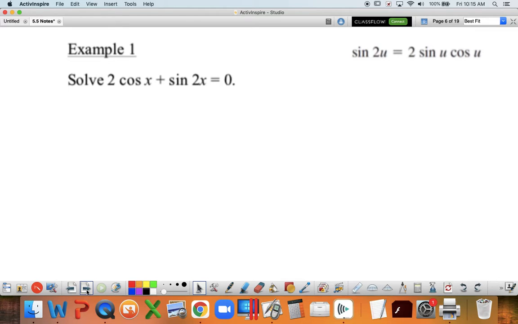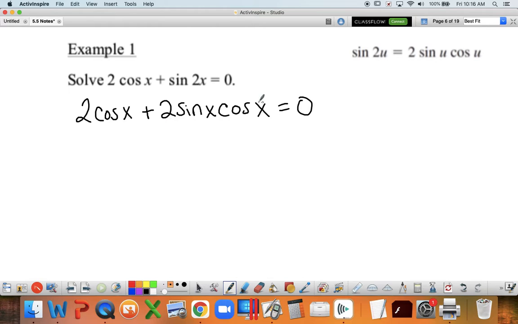We have 2 cosine x plus sine 2x equals 0, and we need to solve for x. We're going to have general solutions, where we have to add that 2 pi n at the end so that we cover all of our bases when it comes to all of the correct solutions. Since I see the sine of 2x in there, I'm going to use my double angle formula that says the sine of 2x is equal to 2 sine x cosine x. So the first thing I'm going to do is keep 2 cosine x, but change this to 2 sine x cosine x.